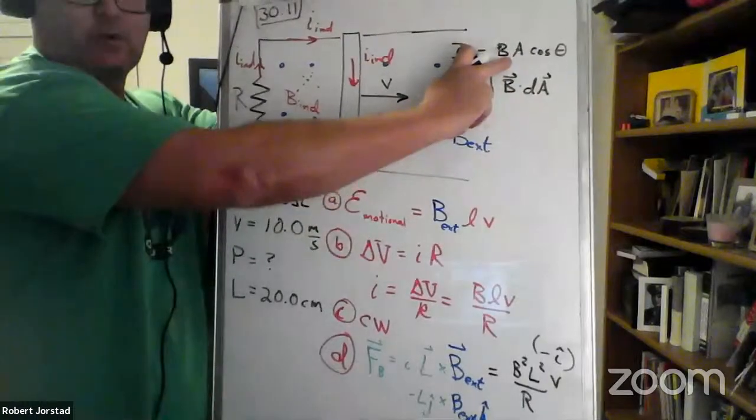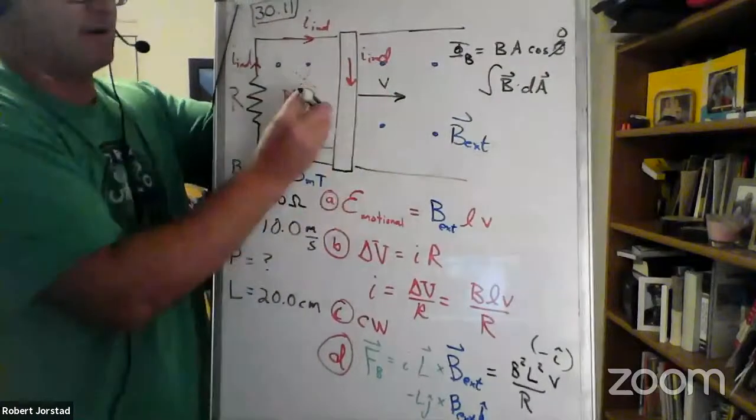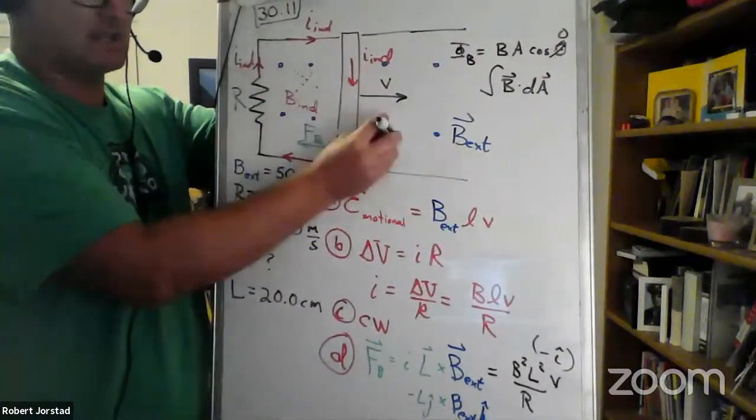This is if you have a uniform field, we could just use this top one. The angle between is 0, right? Because the area vector is out of the page, and so is the external magnetic field.